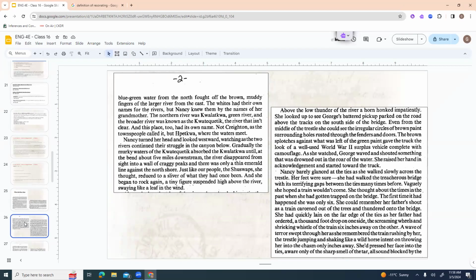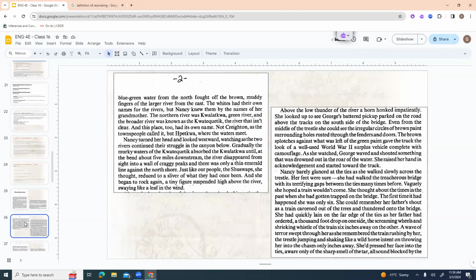from the east. The whites had their own names for the rivers, but Nancy knew them by the names of her grandmother. The northern river was Kualatqua, Green River, and the broader river was known as Quataquatic, the river that isn't clear. And this place too had its own name, not Creighton as the townspeople called it, but Hepequa, where the waters meet. Nancy turned her head and looked westward, watching as the two rivers continued their struggle in the canyon below.